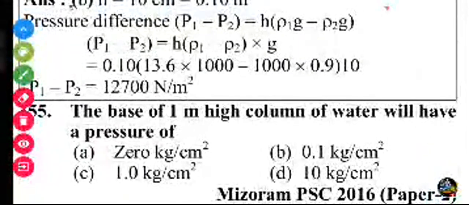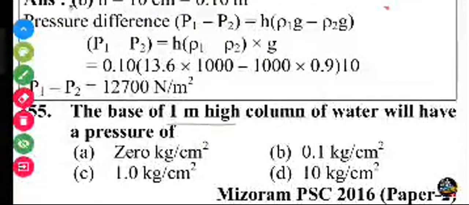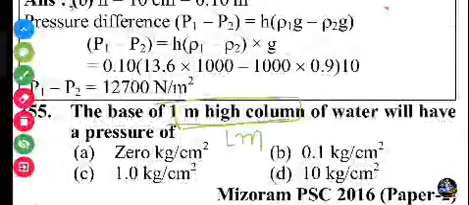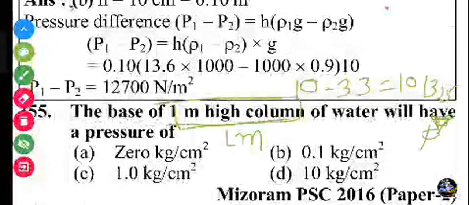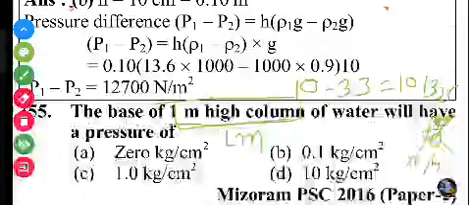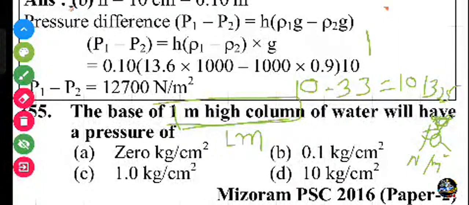Next question. The pressure at the base of a 1 meter height column of water will be... We know 10.33 meters equals 101325 pascal, in Newton per meter square. Then you convert. We know that 1 kg force is equal to 9.81 N.